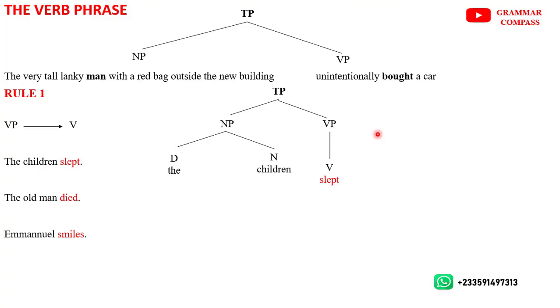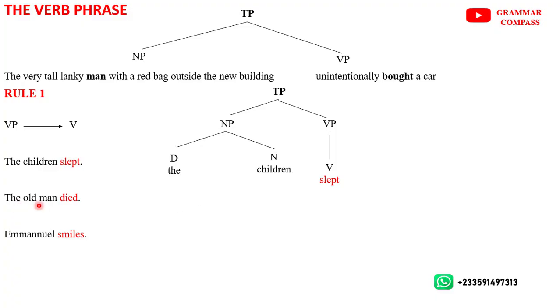Therefore, we will draw our vertical line. Since it consists of only one verb, we will write our verb below it. This is how to represent verb phrases with only one verb. The verb phrase will consist of only a single verb. Then you write the verb below it. Let us take this example.